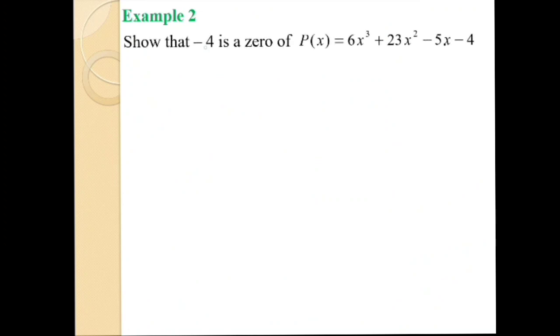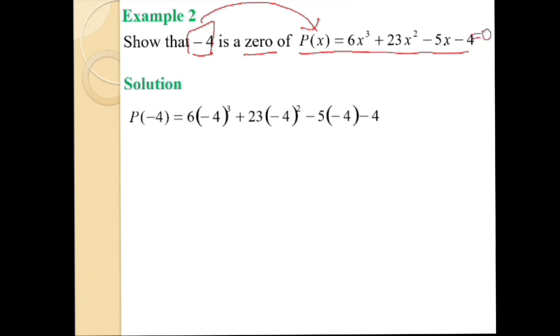Show that negative 4 is a zero of this polynomial. Remember, whenever it's a zero, it means that when we substitute this value, negative 4, into the x, the polynomial is equal to 0. So that's how you show it. Just substitute negative 4 into the x, and your final answer is 0.